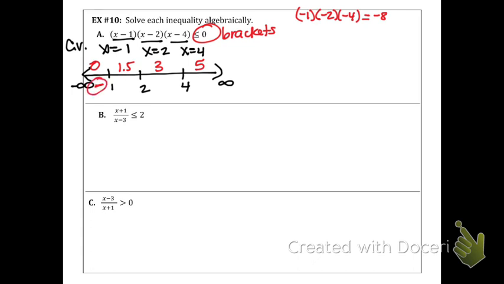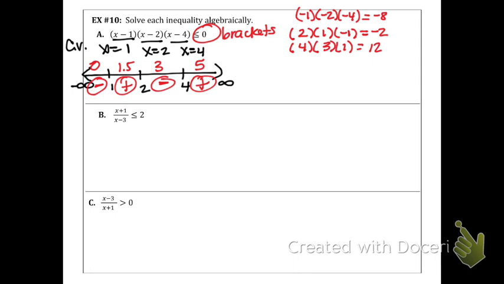All right, I'm not going to worry about the 1.5. I'm going to plug in the 3. So 3 minus 1, 3 minus 2, 3 minus 4. I get -2. And I'm going to plug in the 5. So 5 minus 1, 5 minus 2, 5 minus 4. And so I knew that this one should alternate. And so therefore, even though I didn't plug in the 1.5, I know it's going to be positive.